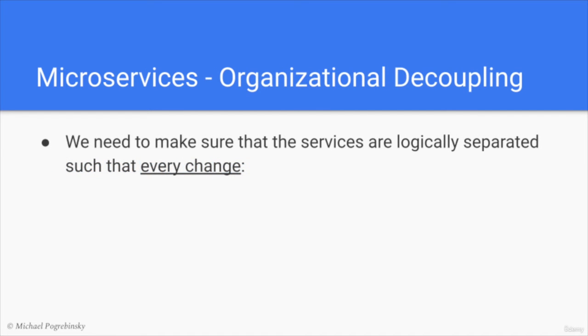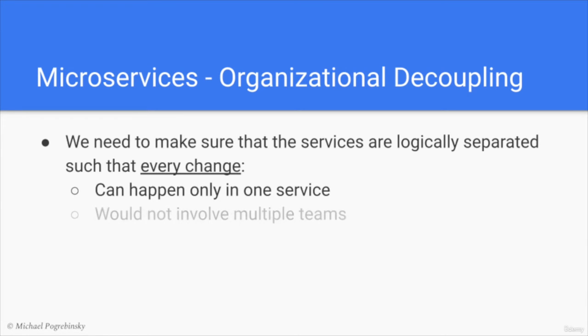So first of all, in order for us to achieve full organizational decoupling, so that each team can operate independently, we need to make sure that the services are logically separated in a way that every change in the system can happen only in one service, so it wouldn't involve multiple teams. Otherwise, if every single change requires meeting with another team, coordinating the development and the release of the new feature, then we don't gain much from the migration to microservices.